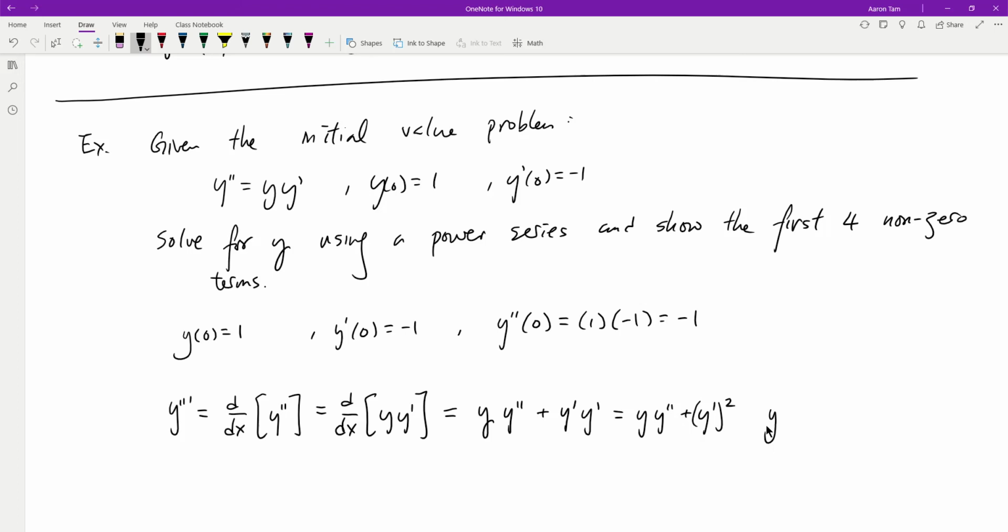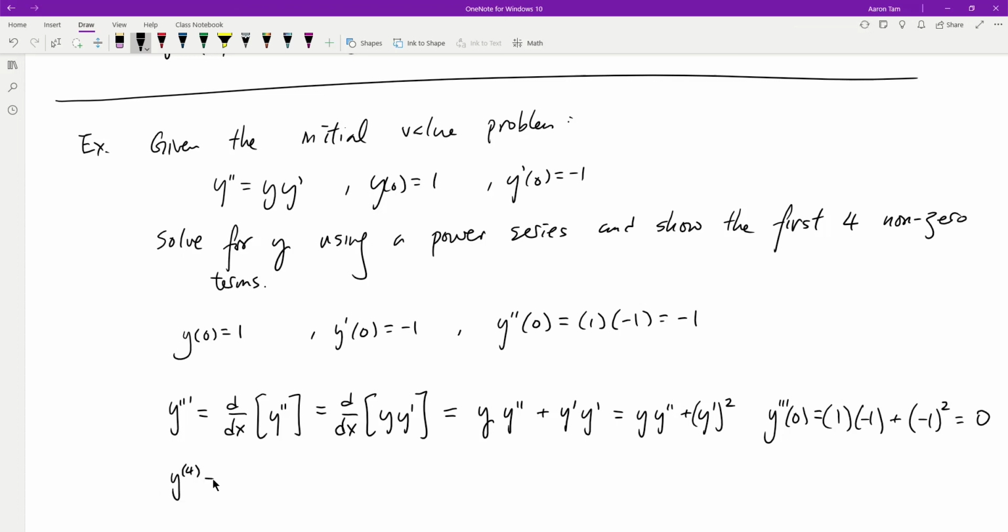Now I'm going to try to figure out what y triple prime of 0 is. So notice all I need to do is plug in y prime and y double prime. So y is 1, y double prime is -1, plus y prime, which is -1, squared. So that comes out to be -1 plus 1. That actually comes out to be 0. That's no good because that would form a 0 term. So we have to go on to the next term, and hopefully the next term is not 0. So let's see what happens.